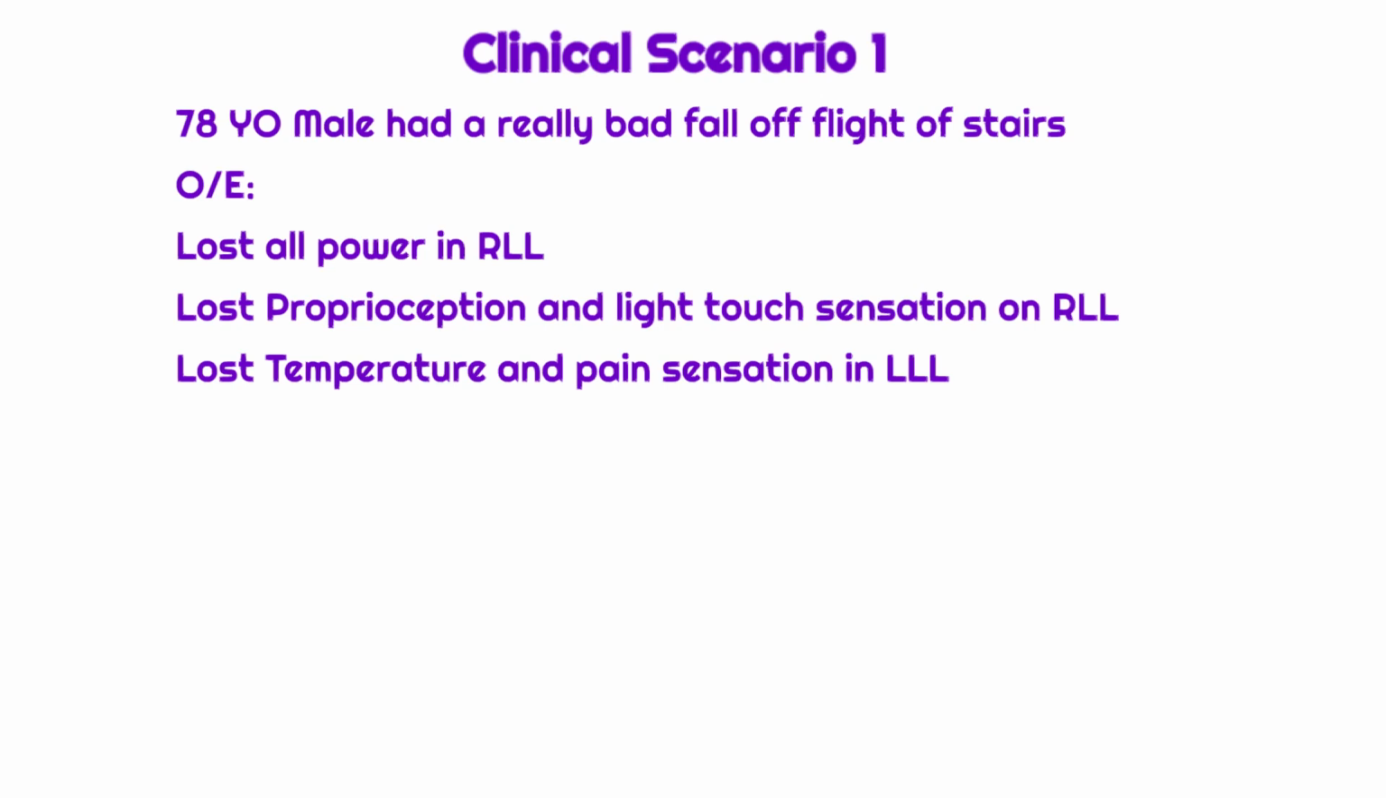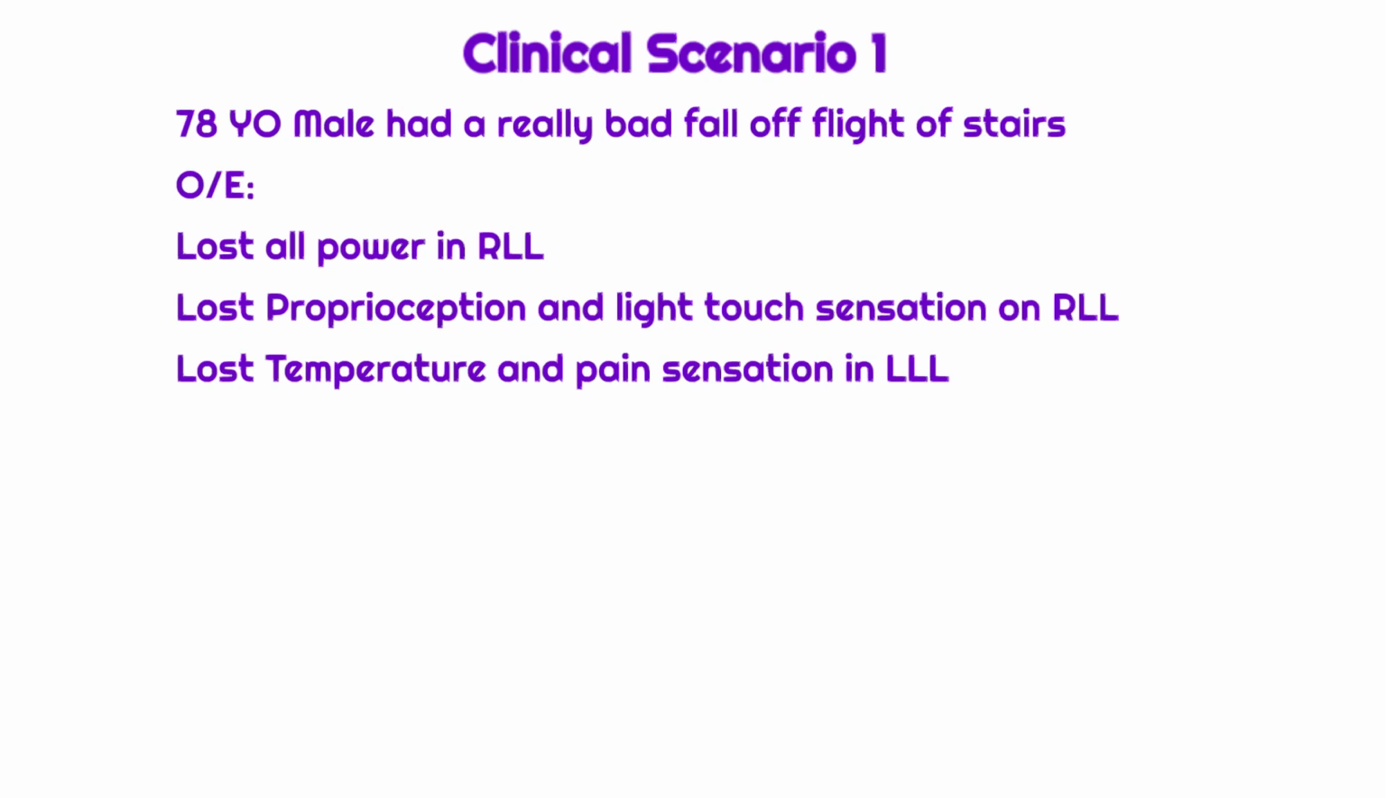and on examination you find that they've lost all power in the right lower limb. So if they've lost power in the right lower limb, what tract is this? As we said, power is the corticospinal tract, voluntary power. So right lower limb means the right side of the corticospinal tract has been affected. So there's a lesion in the right corticospinal tract.